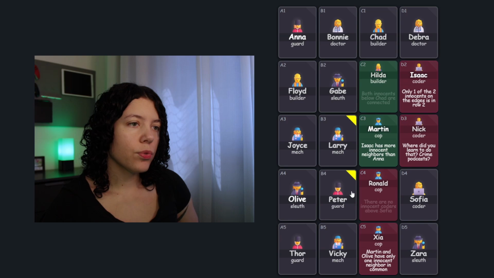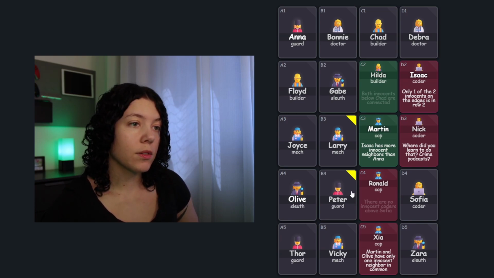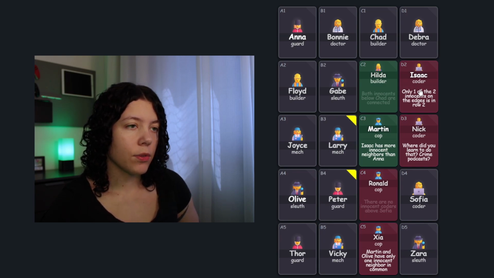Only one of the two innocents on the edges is in row 2. Oh, there's only two innocents on the edges total. And one of them is in row 2. So we know that it can't be Isaac because even though he's on the edge, he's not an innocent. So Floyd has to be one of the two innocents on the edges.